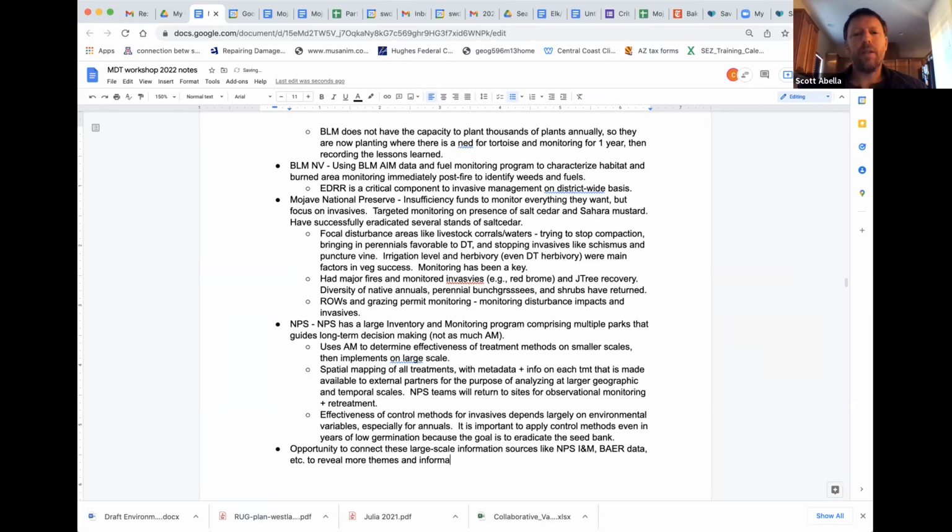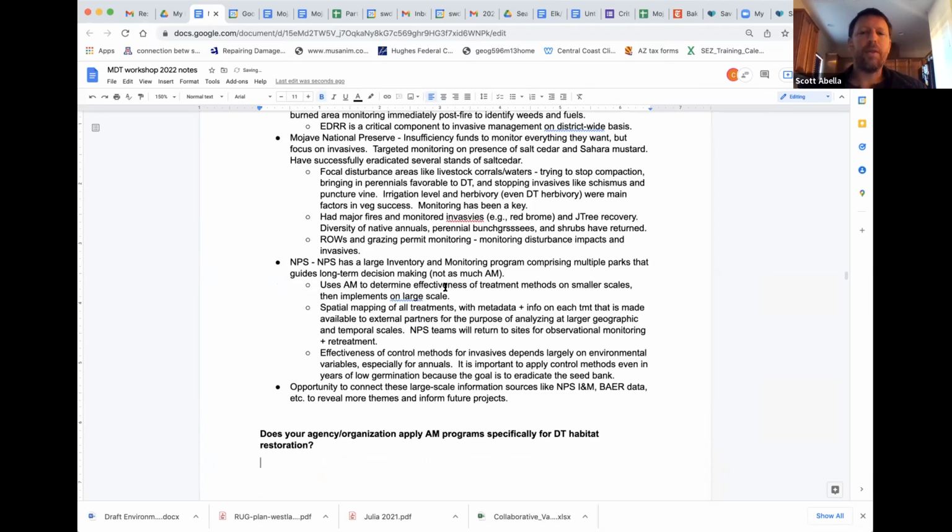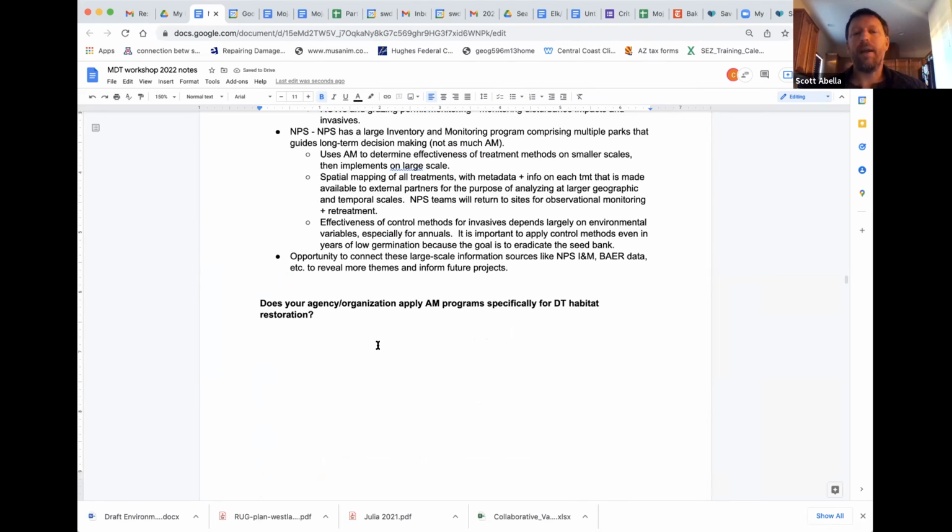And so that ties into the second question, where again there's a little bit of overlap, but honing in here on desert tortoise specifically: does your agency or organization apply adaptive management programs specifically for desert tortoise habitat restoration, such as taking any of the Fish and Wildlife Service population data or observations of tortoises within the park or within different protected areas, and any examples of applying that information specifically for desert tortoises, including collaborations with tortoise biologists as well? So kind of an open-ended question on that.